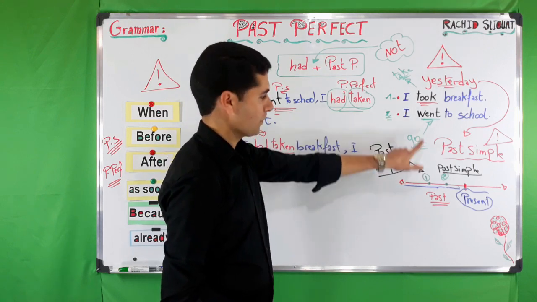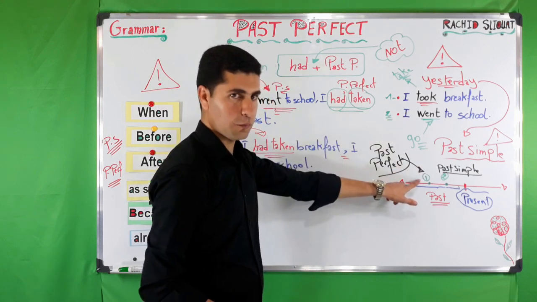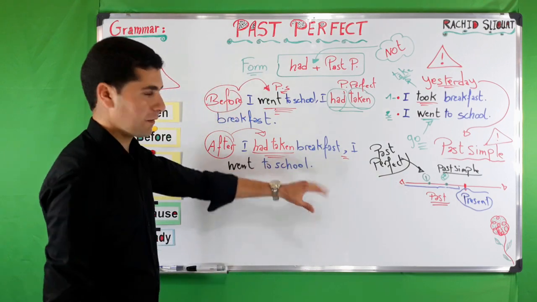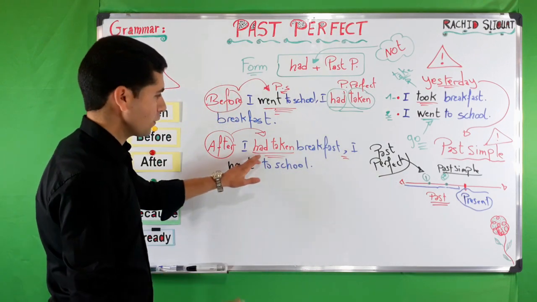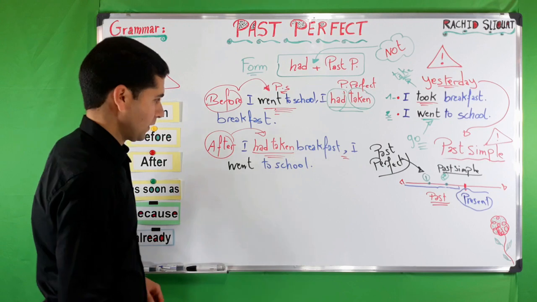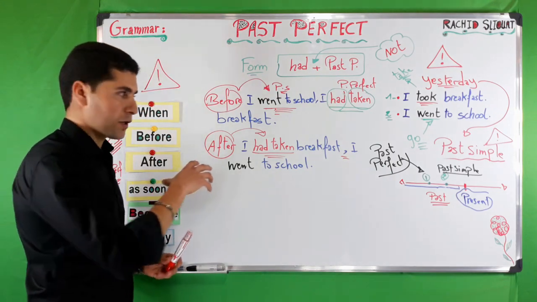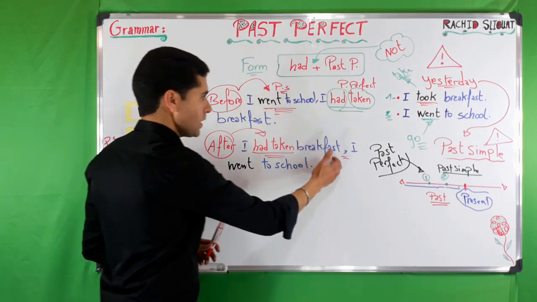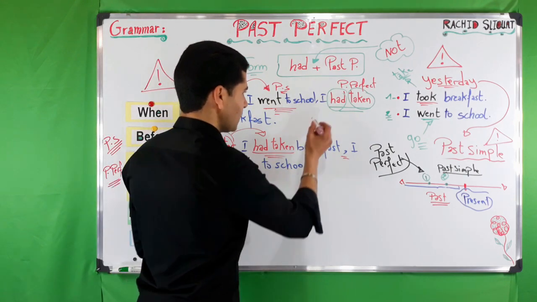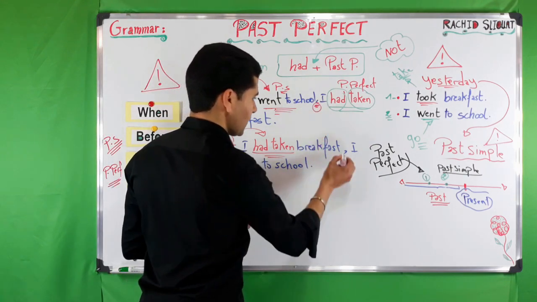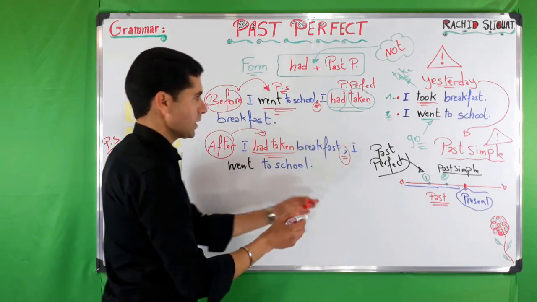So this is number one. The past perfect is always with the first one. So taken breakfast is the first one. That's why we use it with the past perfect. Now these two words can be either in the beginning or in the middle. This is the middle. It can also be here in the middle.